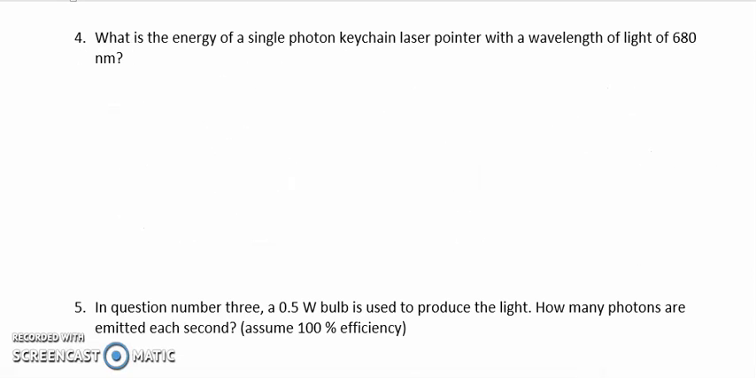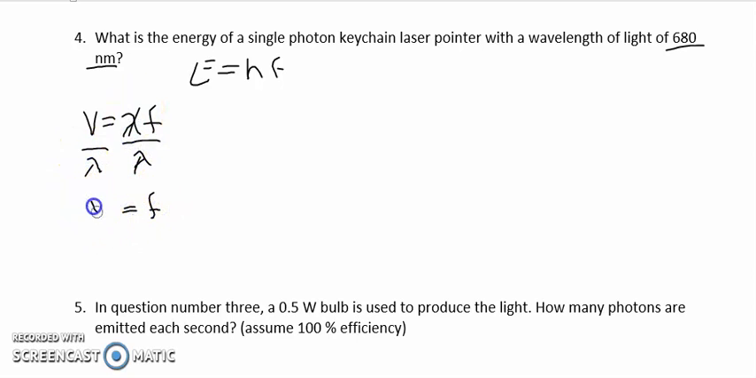So moving on to electromagnetic radiation, taking a look at a single photon from a keychain laser pointer. Now the wavelength here is 680 nanometers. So in this case, you're taking a look at E is equal to hf again. However, to find the frequency, what you're doing is using the universal wave equation. So frequency is just the velocity divided by the wavelength.